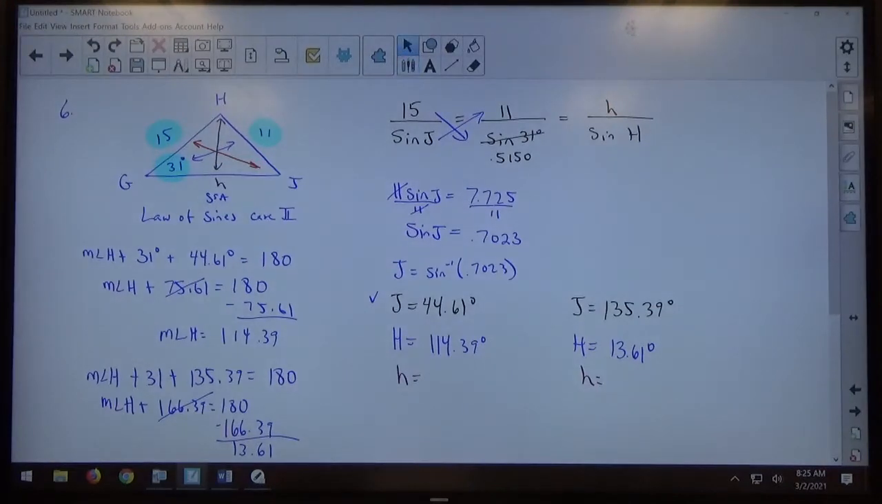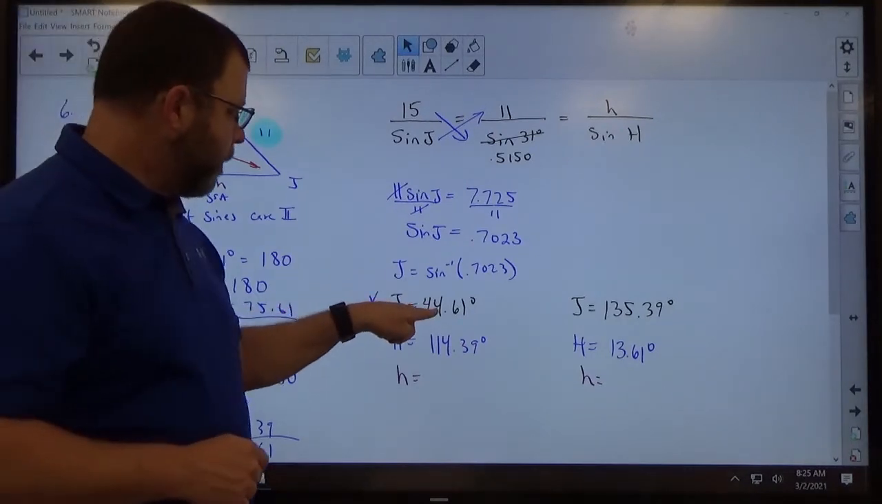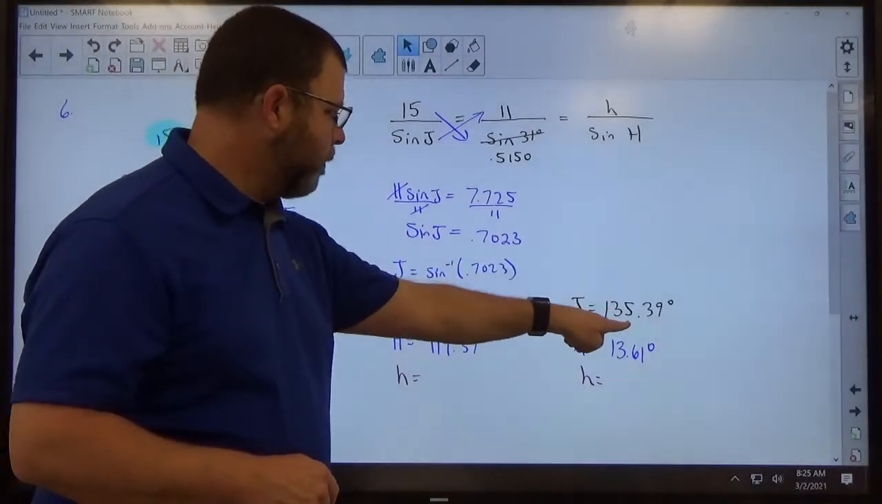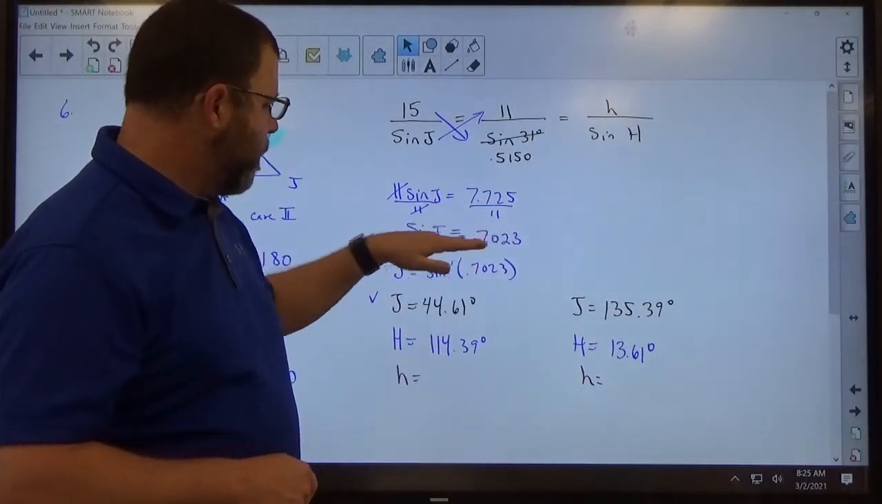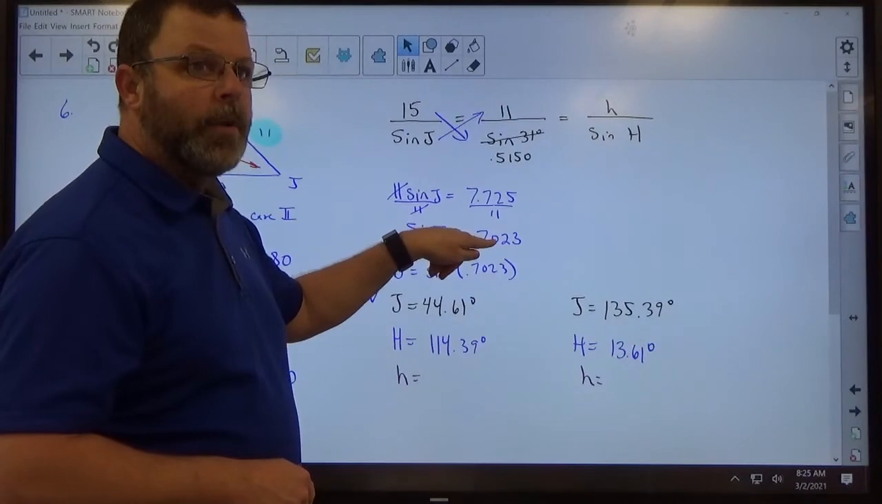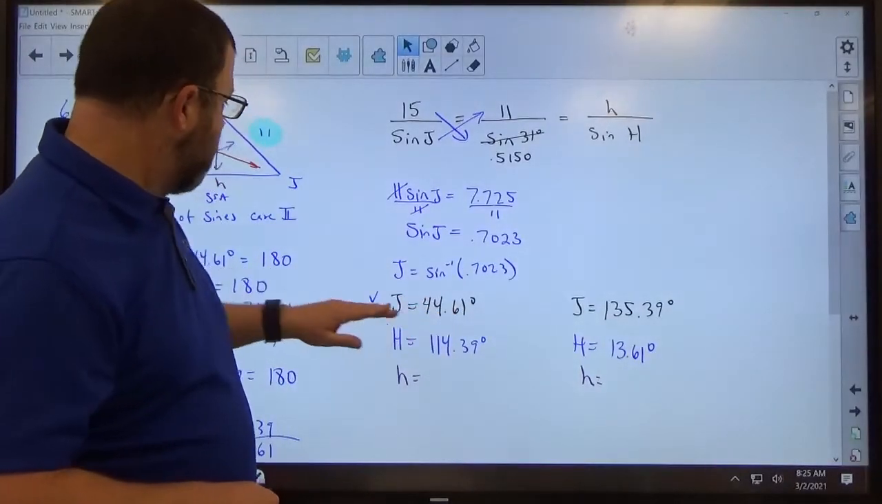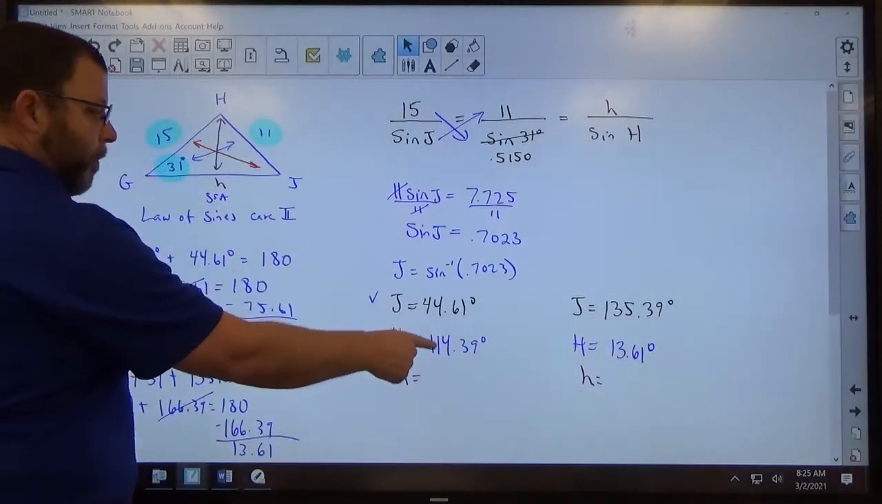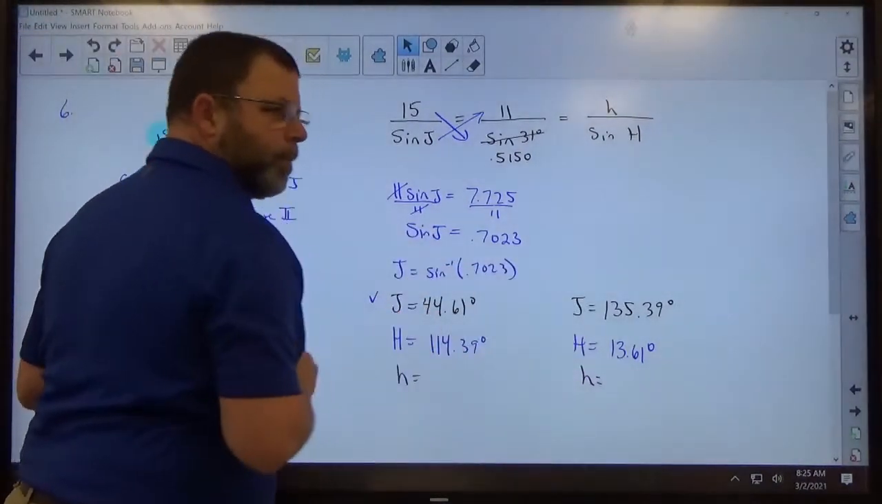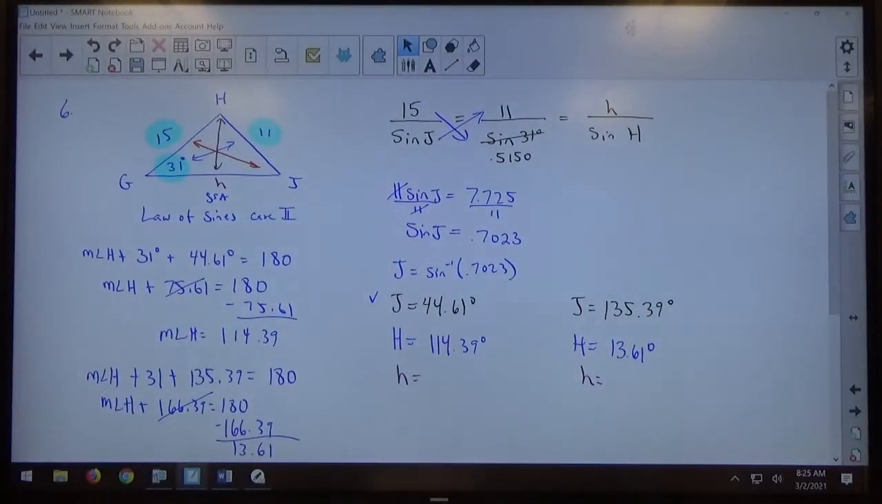So once both sets of angles are possible, again, 3 angles that add up to 180 in the same triangle with all the same criteria, right? Sine of this equals 0.7023, sine of this equals 0.7023. So J is an angle that has a sine value of 0.7023. Both of these angles do that trick. And then adding to 180, 31 plus this makes 180, 31 plus this makes 180. So both of these setups are possible triangles for this scenario.